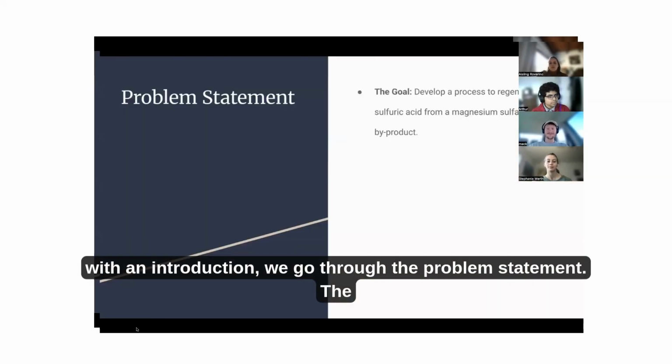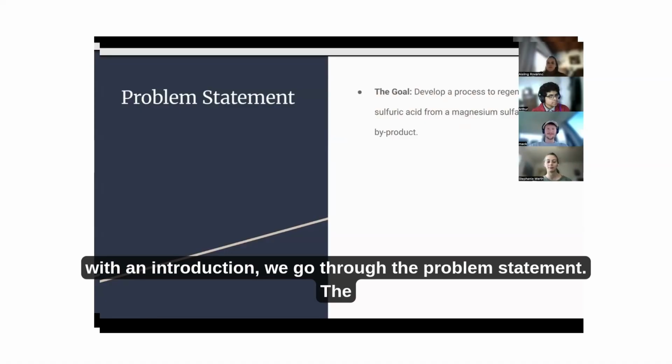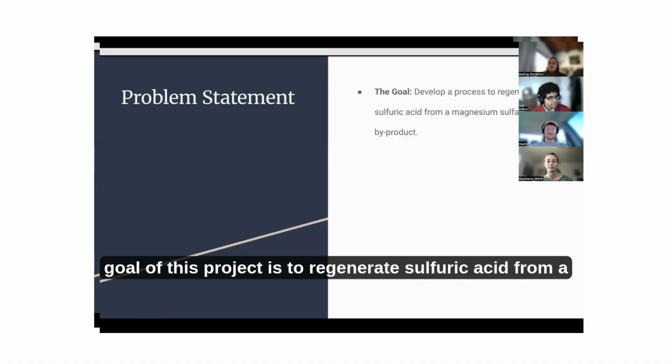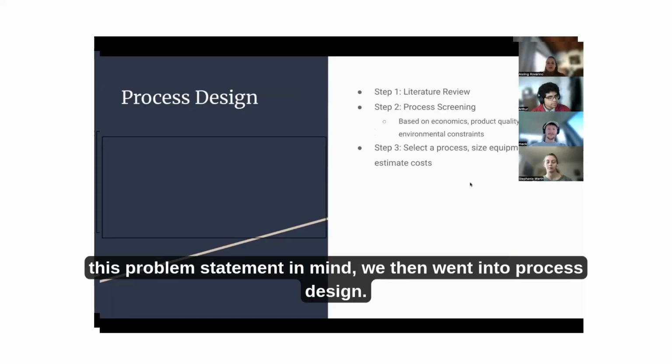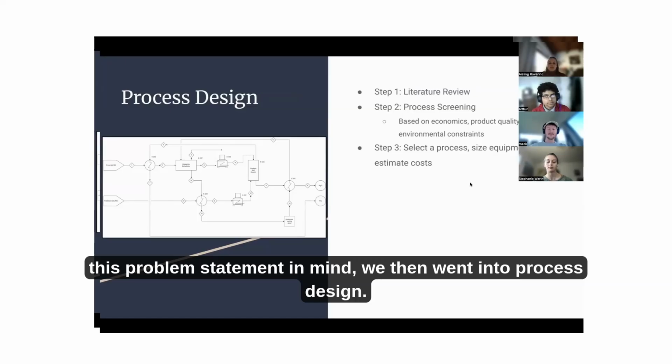Starting with an introduction, we go through the problem statement. The goal of this project is to regenerate sulfuric acid from a magnesium sulfate mining byproduct. With this problem statement in mind, we then went into process design.